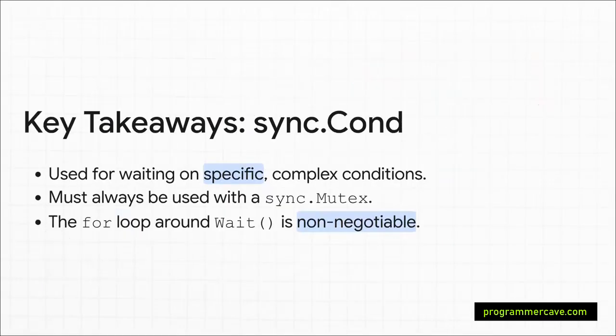So to recap, sync.Cond. You use it for complex, state-based waiting. You must pair it with a mutex. And that for loop around the wait call, it's completely non-negotiable. One last piece of advice though. A lot of the time, especially for producer-consumer patterns, you can solve the same problem using Go's channels, and the channel-based solution is often clearer and more idiomatic. So always ask yourself first, can I do this more simply with a channel?